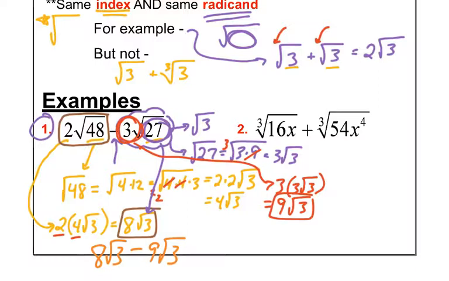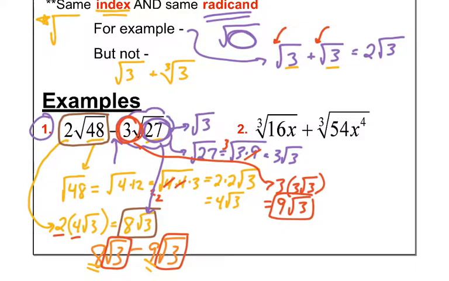Let's do our check. Do we have the same index? Check. Do we have the same radicand, the same number inside? Yay, we do. So now we can literally add or subtract these. Okay, the radical itself, I kind of think of this as like a big rock. I've got basically 8 rocks. I'm going to subtract 9 rocks.